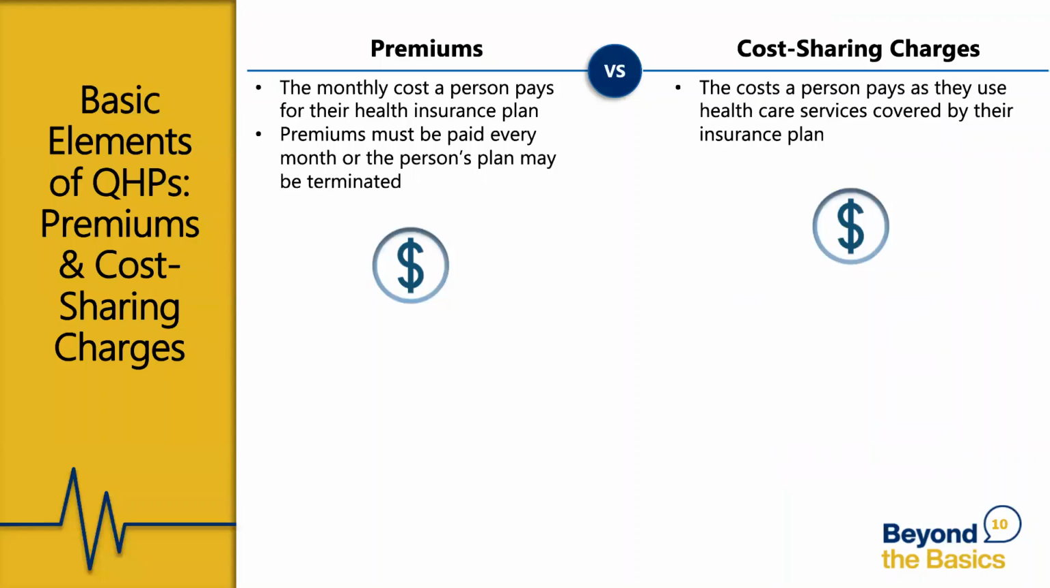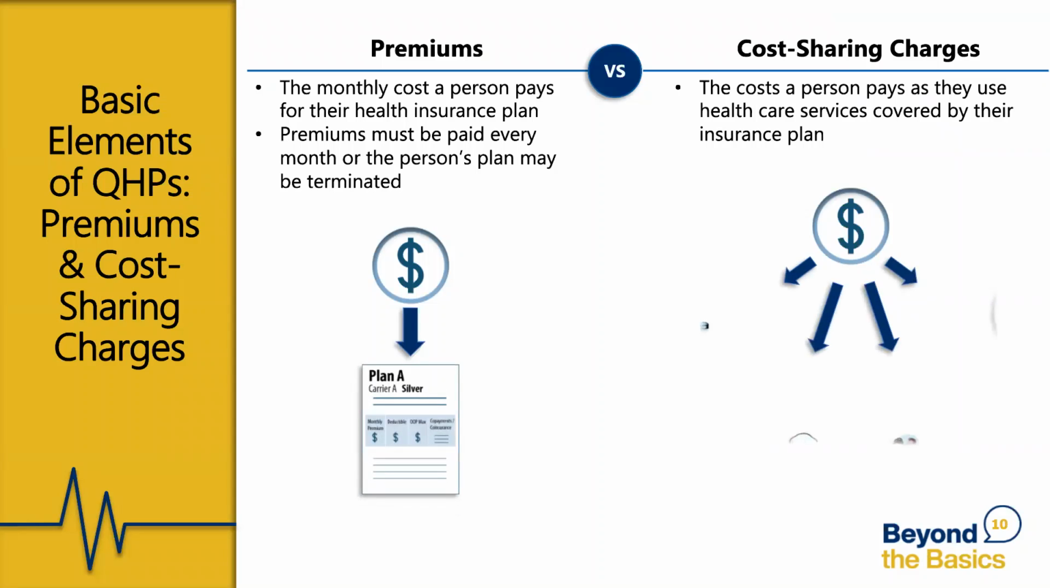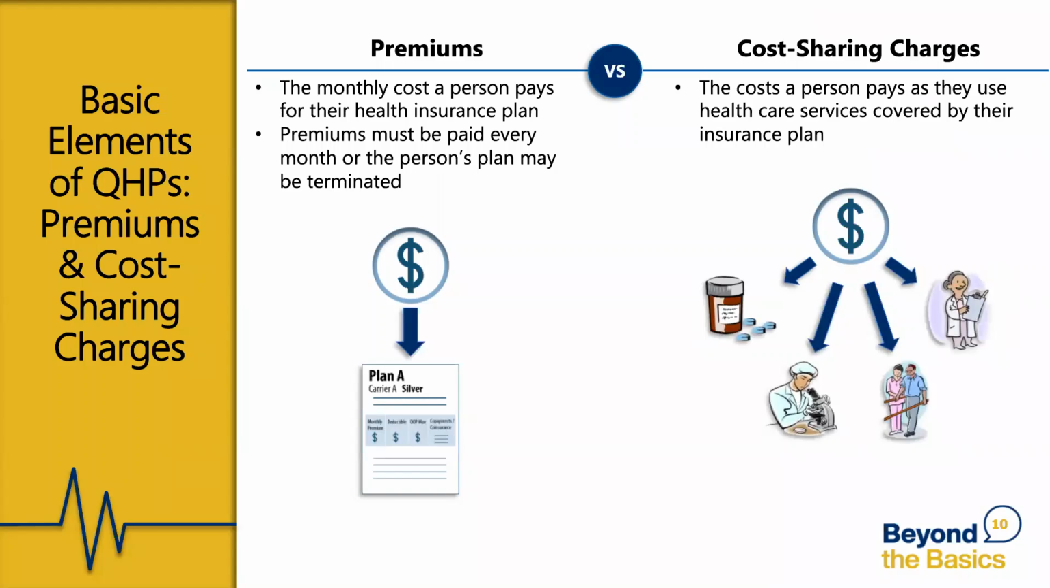Another important element of QHPs are the different kinds of money a person has to pay. So there's 2 broad categories for this. One is premiums, and that's the monthly cost a person pays for their health insurance plan. And the premiums have to be paid every month, kind of like a subscription, or the person's plan may be terminated. Cost sharing charges, on the other hand, are what a person pays when they're enrolled in the plan and they're using the health services that are covered by that plan. So they're paying different types of charges along the way when they're getting healthcare.